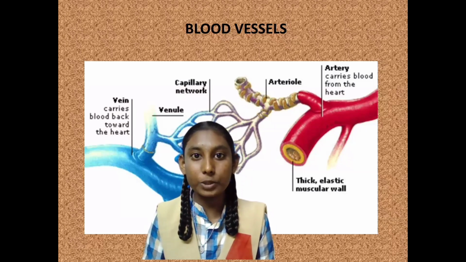Let me give brief information about blood vessels. Blood vessels are hollow tubes that circulate blood. There are three types of blood vessels. Those are arteries, veins, and capillaries.